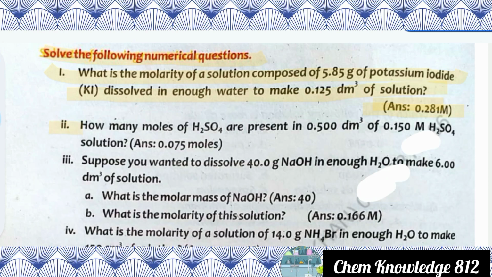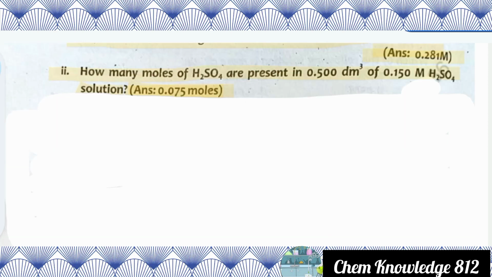Next one is, how many moles of sulfuric acid are present in 0.500 cubic decimeter of 0.150 molar sulfuric acid solution? The answer is 0.075 moles. So how do we get the answer? Let's come towards its calculation. In this case, the volume is 0.5.